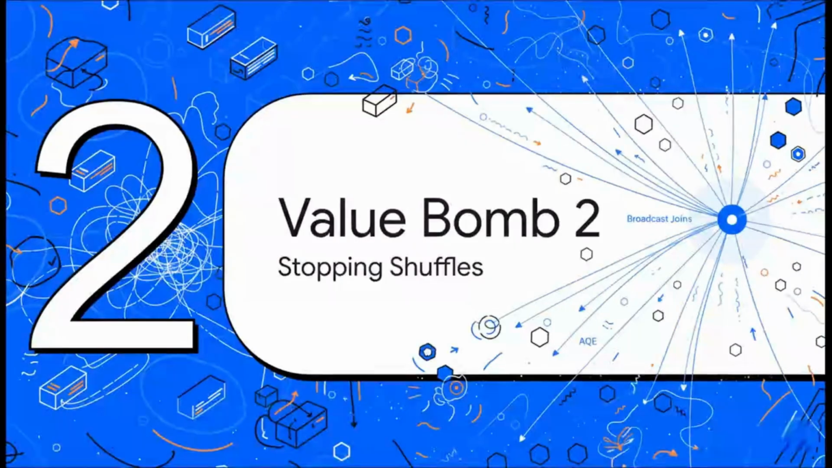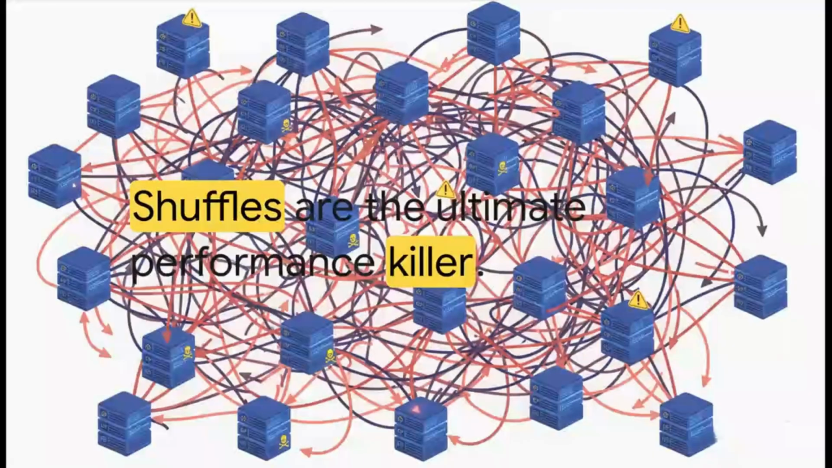Moving on to value bomb number 2, stopping shuffles. We're shifting focus now to the absolute most notorious network bottleneck in all of Databricks: shuffles. They are the ultimate performance killer. A shuffle happens when Spark is forced to redistribute data across nodes, like during a standard join or an aggregation. And every single time this happens, Spark has to read data into memory, serialize it, send it over the network, deserialize it, and potentially write spill files to disk. It is an incredibly heavy overhead.